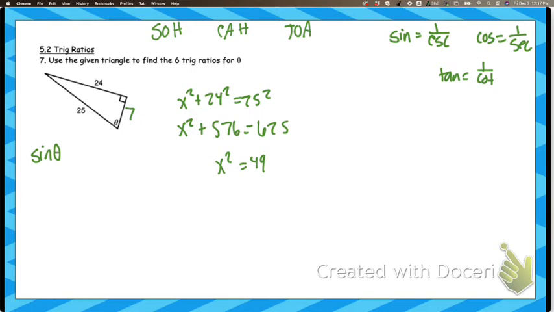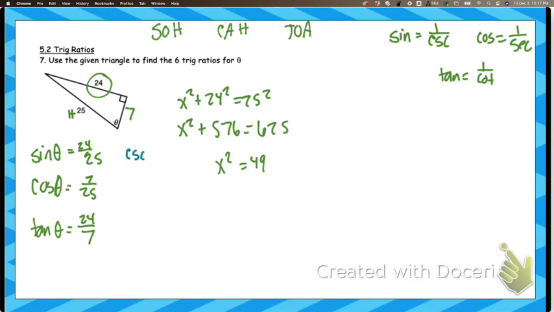So we'll start with sine. Sine of theta is opposite over hypotenuse. So 24 over 25. Cosine of theta is adjacent over hypotenuse, 7 over 25. Tan theta is opposite over adjacent, so 24 over 7. Then we can do our reciprocals. So the reciprocal of sine is cosecant, so that's hypotenuse over opposite. The reciprocal of cosine is secant, that's hypotenuse over adjacent. Reciprocal of tangent is cotangent, so that's adjacent over opposite.